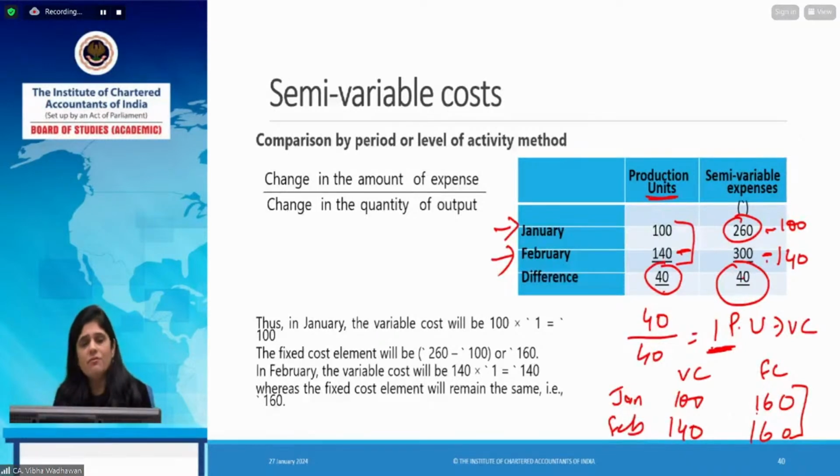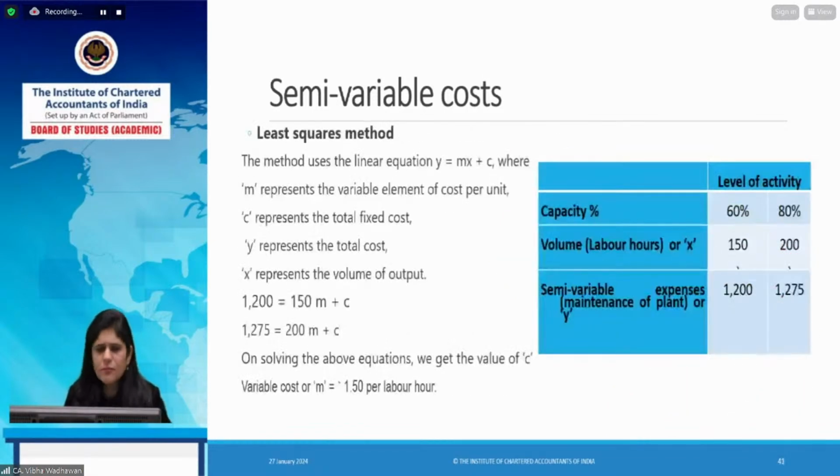Graphical method. Then we have the high-low method. Then we have the change in the expense to change in output. Then we have the analytical method also. Of course, analytical method is just a judgment method. All right. So the analyst, the research team, analyzes what should be variable and what should be fixed. But these are more technical methods.